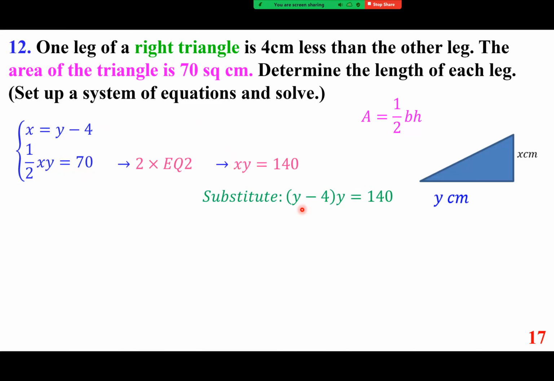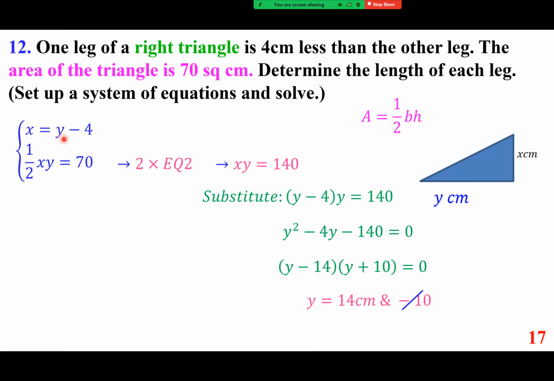Now this one is Y squared minus 4Y, and we're going to move the 140. So Y squared minus 4Y minus 140 is 0. When we do the factoring, Y minus 14, Y plus 10 equal to 0. This gives us positive 14. This gives us negative 10. Sides, dimensions can't be negative. So the answer is Y equals 14. So if Y is 14, X becomes 10. And we can quickly see that if you multiply these two, 140 times 1/2, you get 70. In other words, you can easily check with the second equation, and you must.